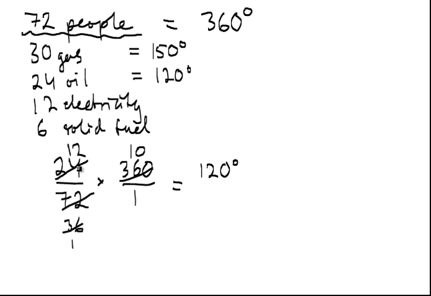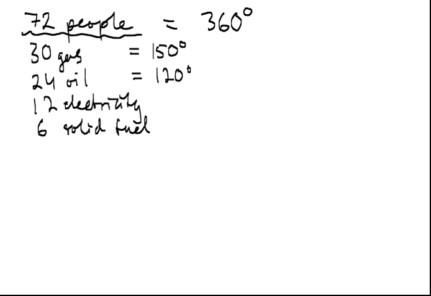Now we can write 12 over 72 times 360 over 1, but we don't really have to do that, because if we have a look here, we see that 24 people will get 120 degrees in the circle. 12 is half of 24, so we can just take the half of this, which is 60 degrees. Now we know that 12 people is the same as 60 degrees in the circle. So 6 is half of 12, so half of 60 is 30 degrees.